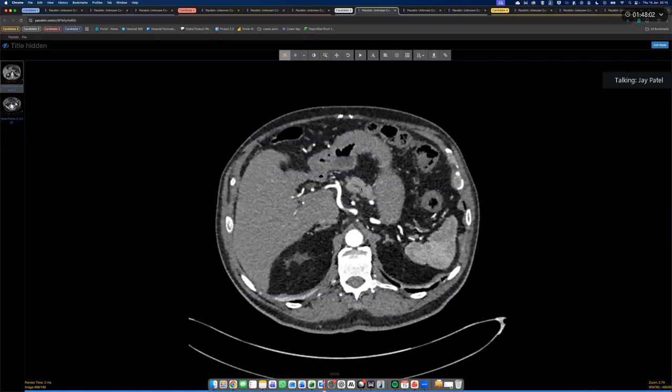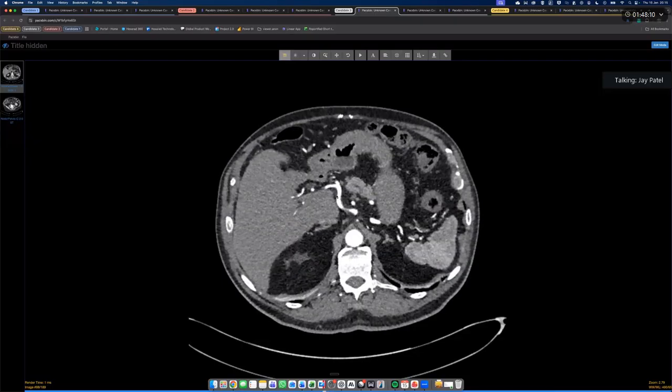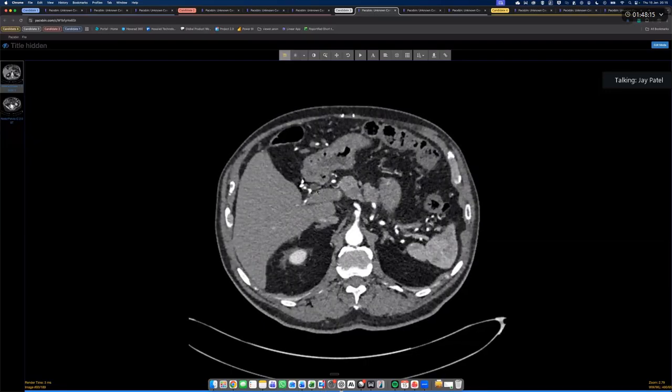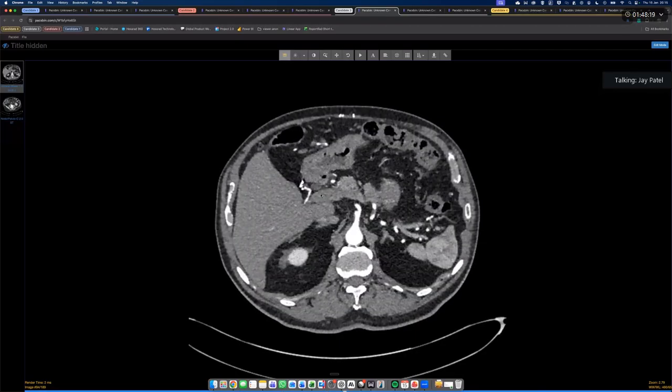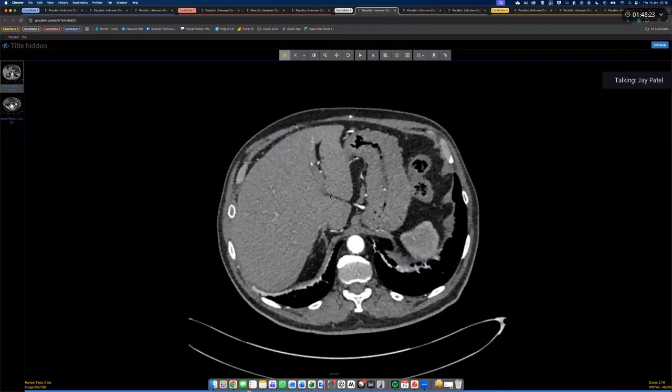So you can see the pancreas should be brighter, shouldn't it, on this phase if it was a true parenchymal phase. It is not that enhanced, and the pancreas is a very arterialized organ. So we do not have contrast in the portal vein yet, and as a result, I would say this is an early arterial phase study.